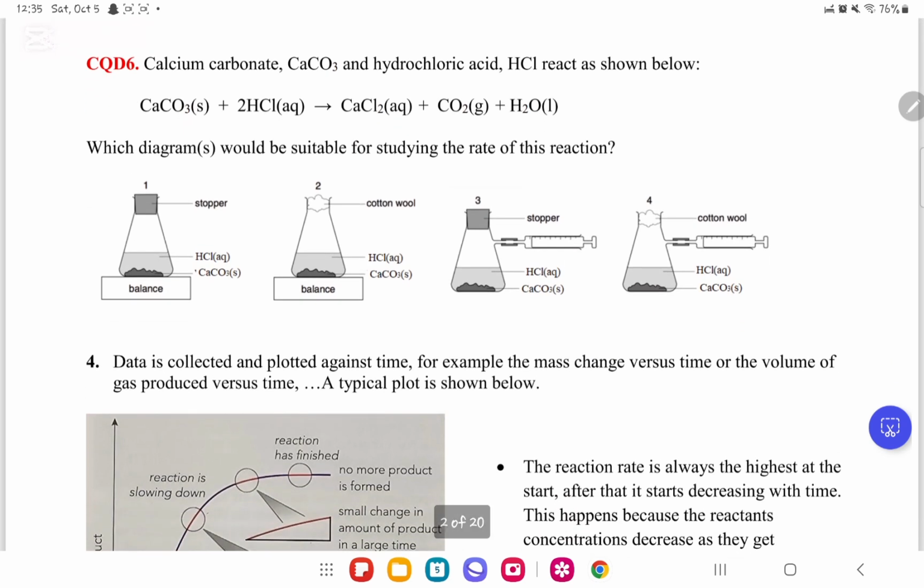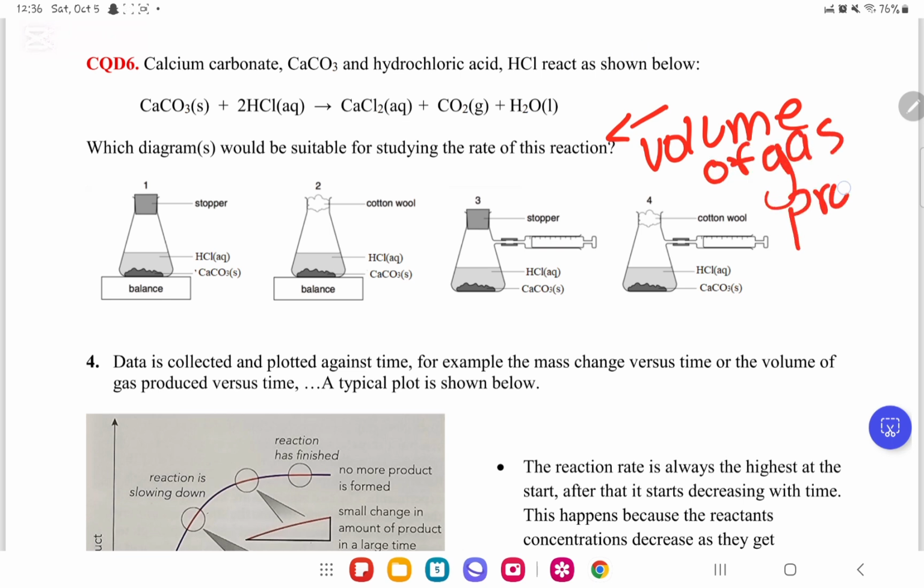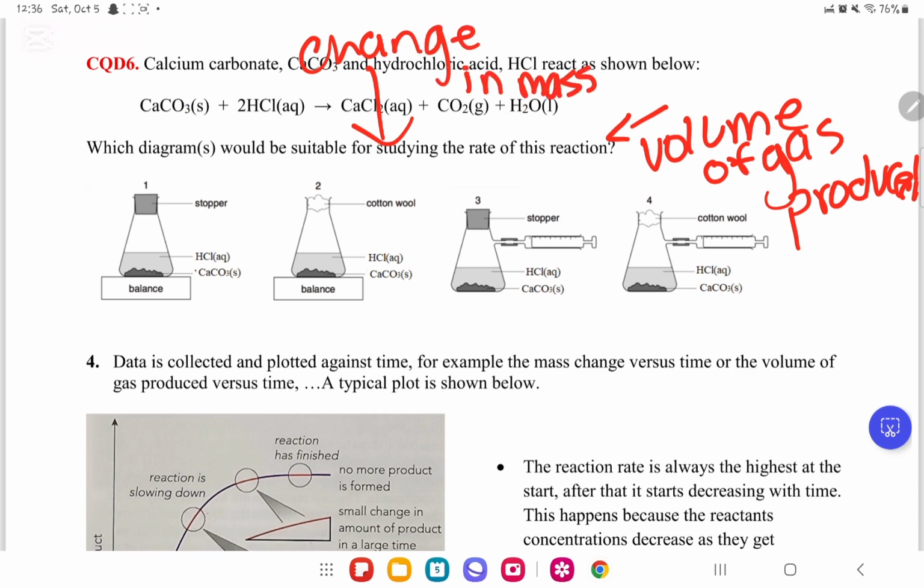CQD number 6. Calcium carbonate, CaCO3, and hydrochloric acid, HCl, react as shown below. Okay? It's always the same example. So, which diagrams would be suitable for studying the rate of this reaction? We said, to study the rate of this reaction, we need what? We need to measure either the volume of gas produced, or the change in mass.